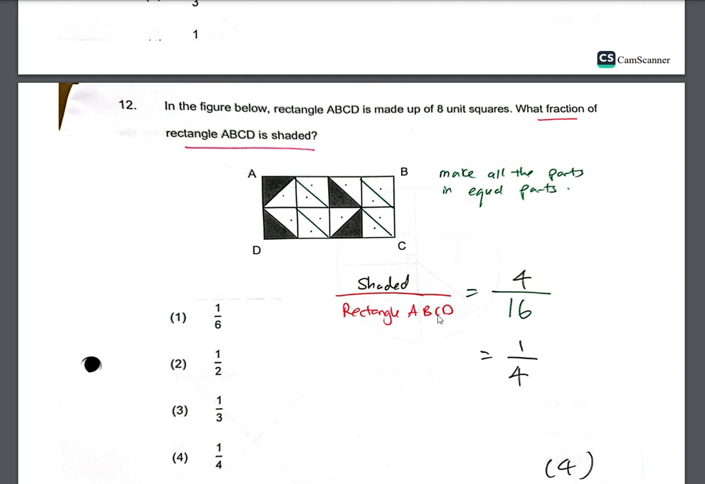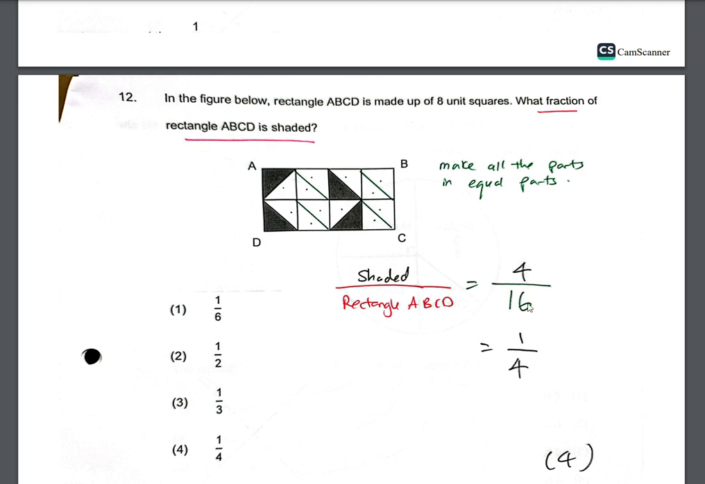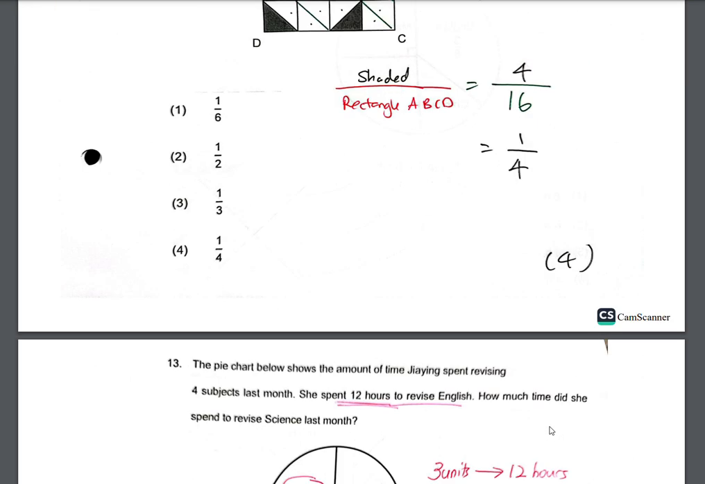How many triangles are there all together? 1, 2, 3, 4, 5, 6, 7, 8, 9, 10, 11, 12, 13, 14, 15, 16. 16 triangles all together. When I simplify this, I divide the numerator and denominator by 4, I get 1/4.